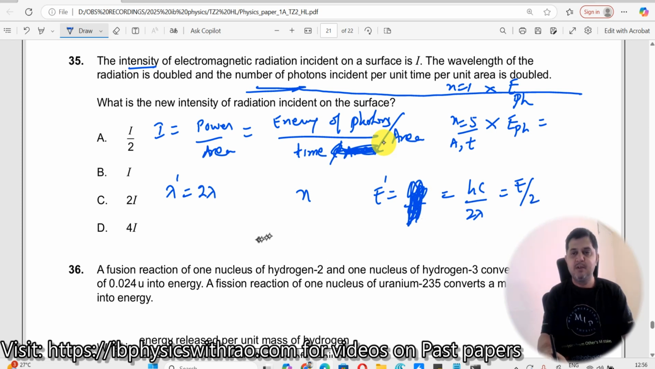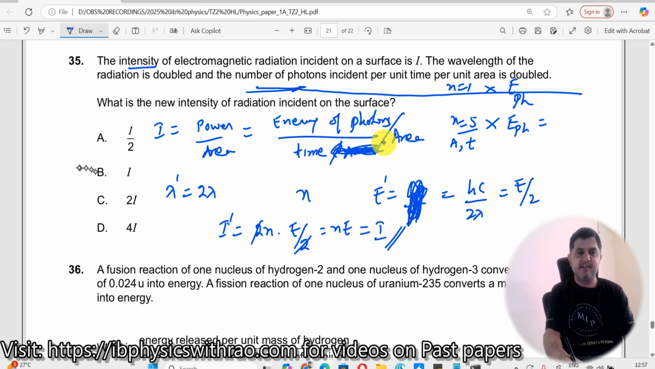Okay. And now, if the number of photons are increased, what will happen? The number of photons per unit area per unit time is doubled. That means the new intensity I dash would be 2 times n multiplied by E by 2. This goes away. Earlier it was just n. Now it has become 2 times n. It becomes n times E, which is nothing but I. So the answer is 0.